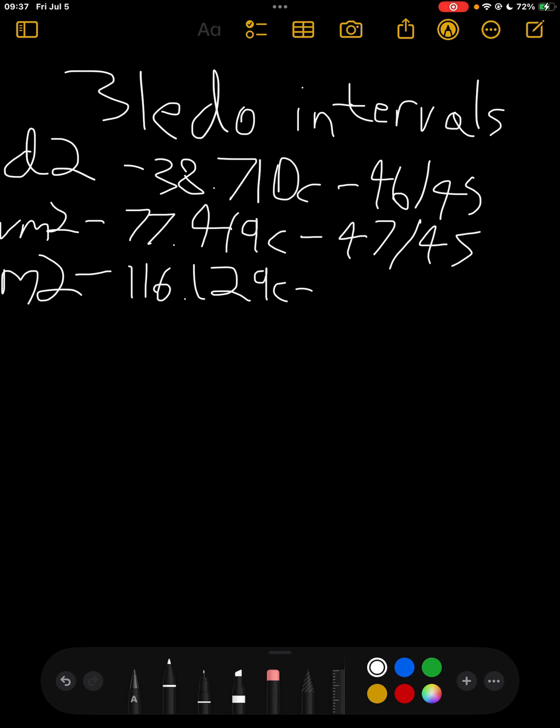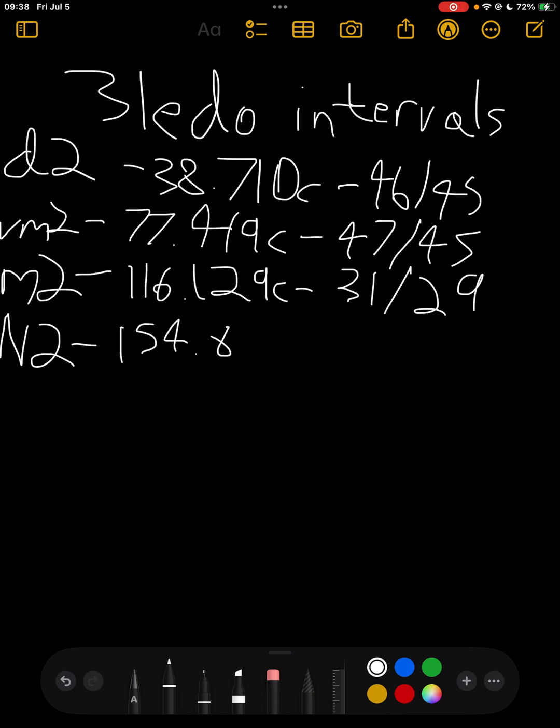A good ratio would be something like 31:29. Check it. Yeah, 31:29 is good enough for me. Okay, the next interval, 4 steps of 31 EDO, will be the neutral second. It is 154.839 cents. And we could check 23 to 21 for this one. Yeah, 23 to 21 is a fairly good ratio, I would say.